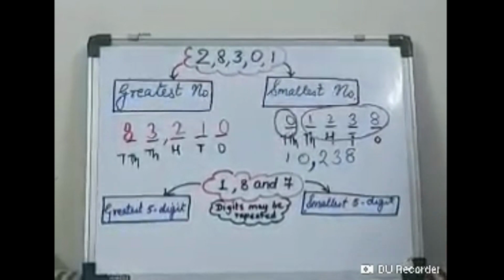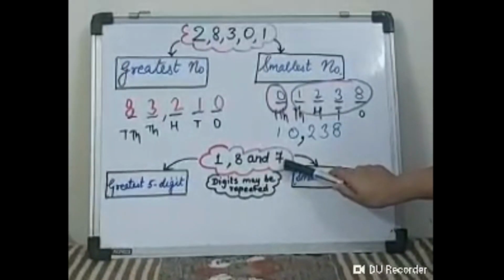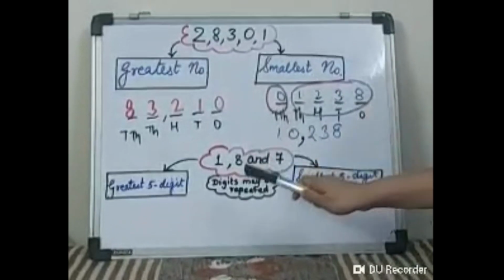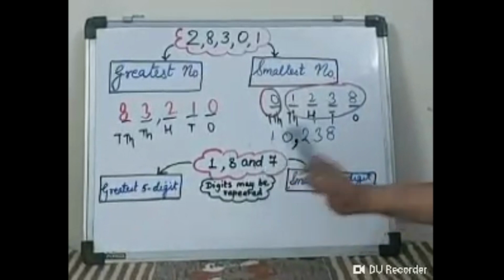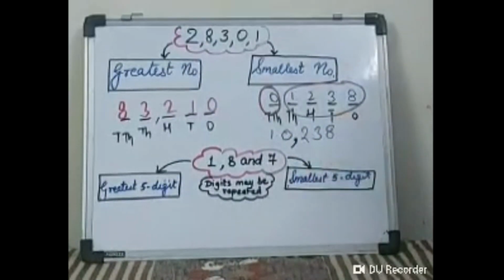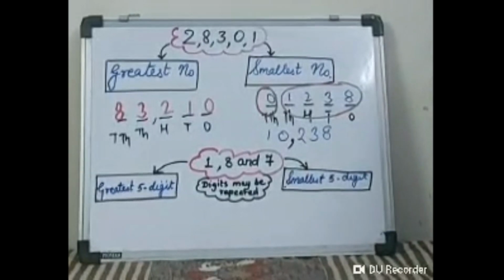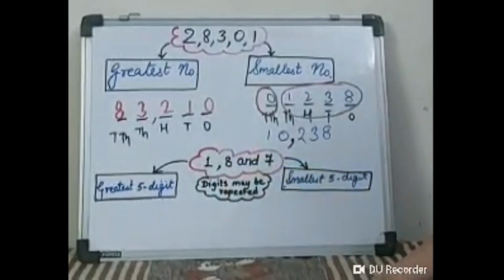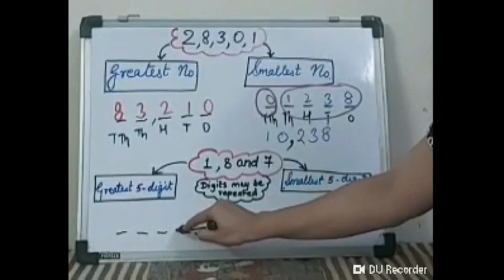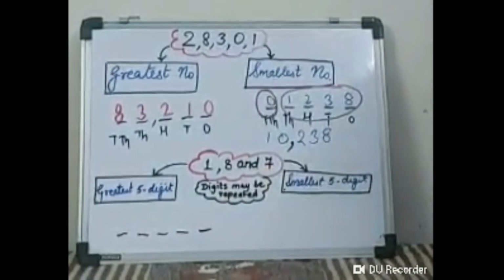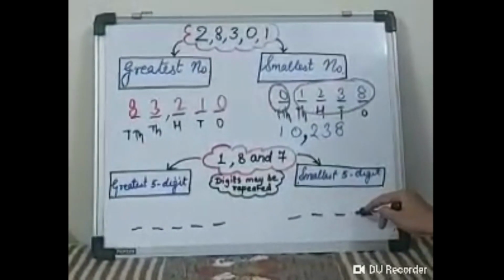Okay, let's take another example. Now I have 3 digits with me. 1, 8 and 7. And the condition given to me is that digits may be repeated. I can repeat the digits. Fine. Again I have to make the greatest 5-digit number. That means 5 places. 1, 2, 3, 4, 5. Smallest 5-digit number. 1, 2, 3, 4, 5.